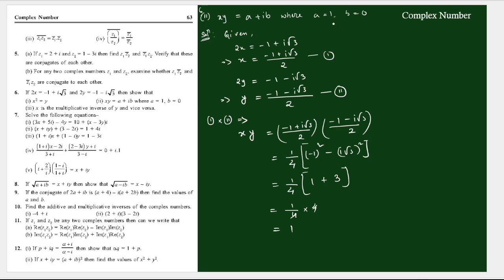Now you see, a is 1. See, a equal to 1, and the real number is 1, and we don't have an imaginary number. b equal to 0. So therefore, we can say that xy is equal to 1 plus i dot 0, right? a plus i b, where a equal to 1, b equal to 0. And so on. Okay.